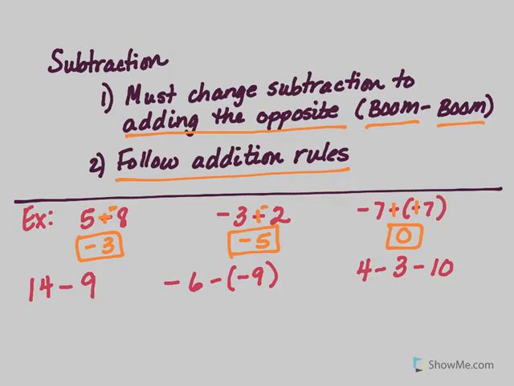14 minus 9, you've been doing that forever. You don't need to boom boom this. You know 14 minus 9 is 5. Now, you can boom boom it, but you're still going to end up subtracting 14 minus 9. So if you really don't have to boom boom, don't.